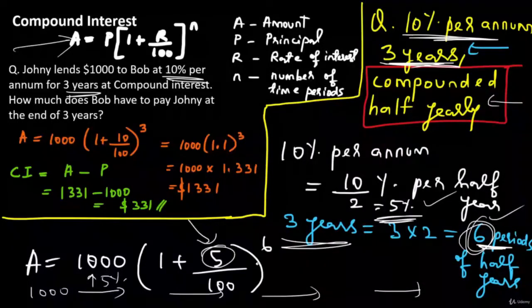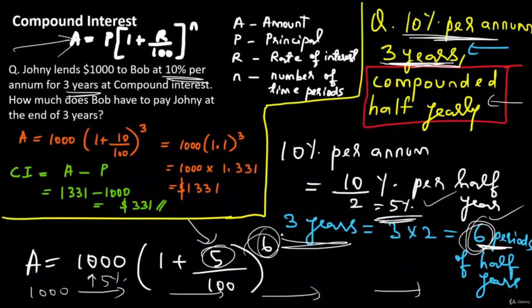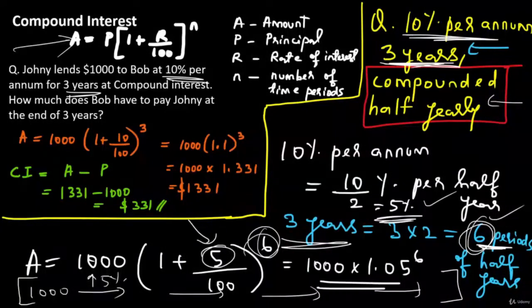We have changed 10 to 5 because it was compounded half yearly, and we have changed 3 years to 6 time periods because 3 years is equal to 6 half years. So, based on treating it as successive percentage increases, you would have to do 5 percentage increases 6 times. And this is calculated as 1000 into 1.05 to the power 6. So that's what we have over here.